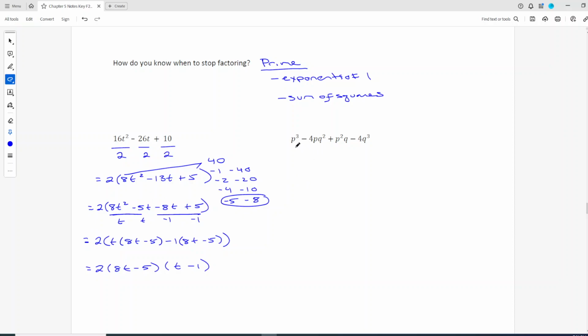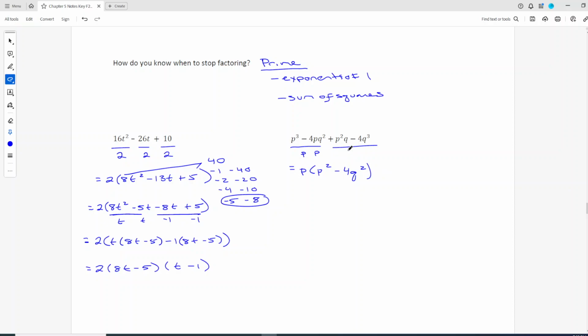This one, again, I look to see if I can greatest common factor first. I can't because this one has a p cubed, p squared, no p, right? No q's, no number. So I'm going to factor by grouping because there's 4 terms. Out of this first group, I can take out a p. I'm going to write it out front. I'm left with p squared minus 4q squared.